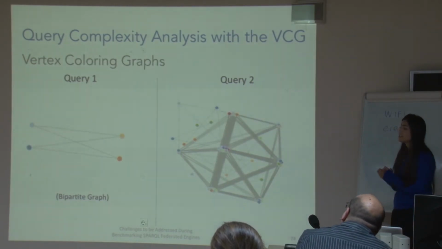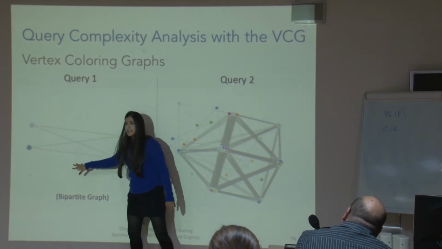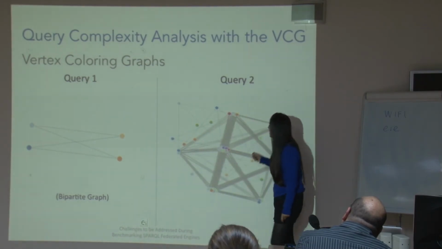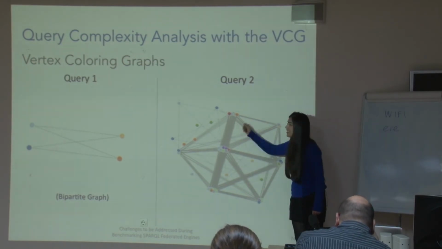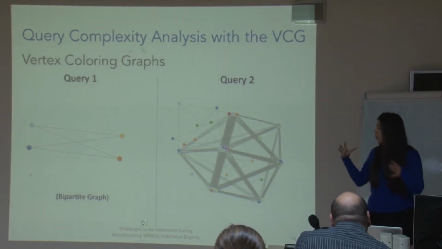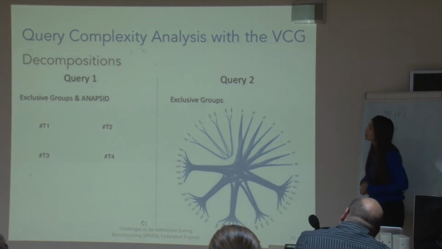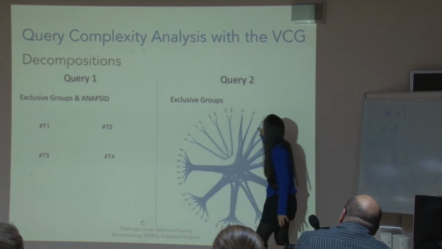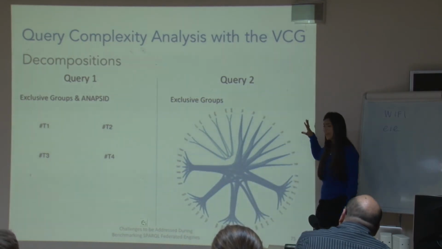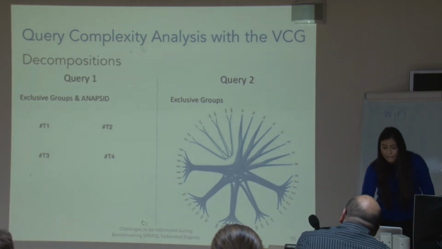Now, if we take a look at the vertex coloring graphs, this is exactly the same graph that I showed before. And as you can see, it's quite simple. It's composed of only 4 nodes. But the graph for the second query is actually very dense. It's highly connected because I have many, many restrictions. And these restrictions correspond to Cartesian products that I need to avoid in order to compose the subqueries. Finally, when I take a look at the decompositions, query 1 is just four triple patterns. There are no restrictions, while the number of possible decompositions with exclusive groups is really, really high. So this will also affect the query execution.